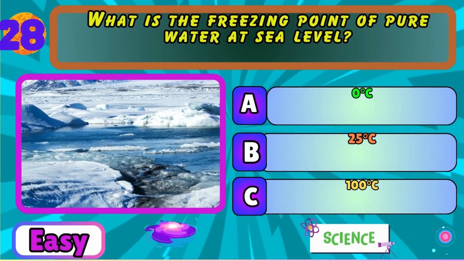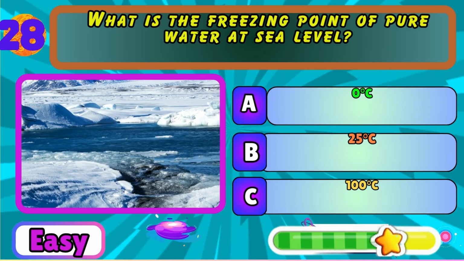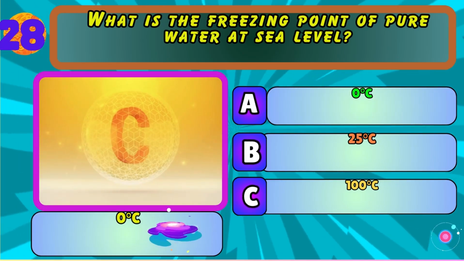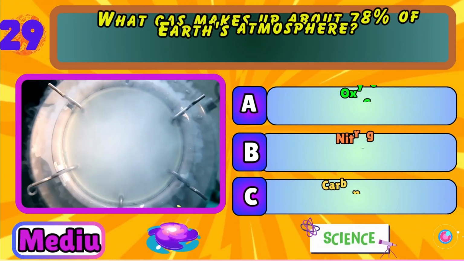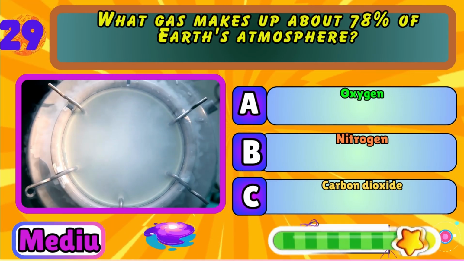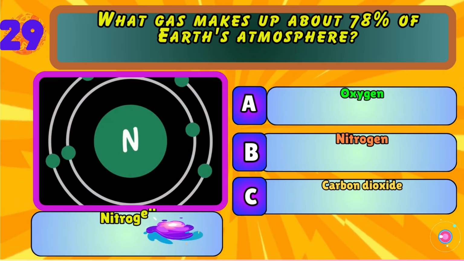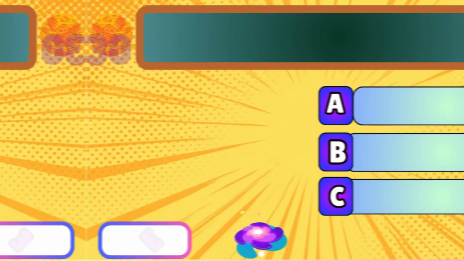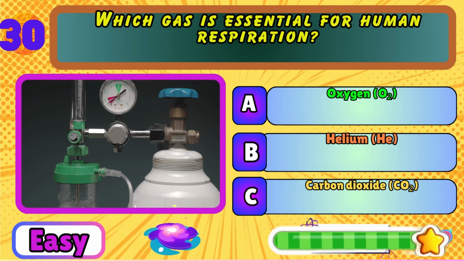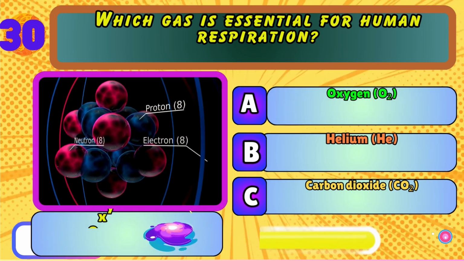What is the freezing point of pure water at sea level? 0 degrees Celsius, 25 degrees Celsius, or 100 degrees Celsius? 0 degrees Celsius. What gas makes up about 78% of Earth's atmosphere? Oxygen, nitrogen, or carbon dioxide? Nitrogen. Which gas is essential for human respiration? Oxygen, O2, helium, He, or carbon dioxide, CO2? Oxygen, O2.